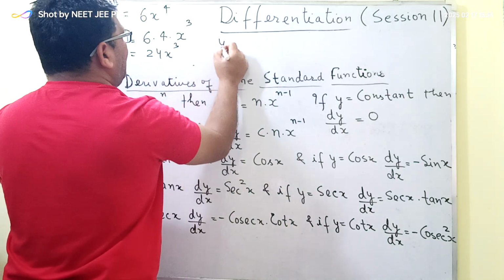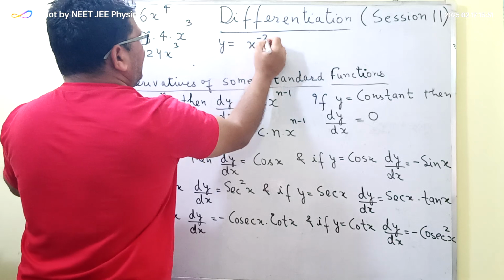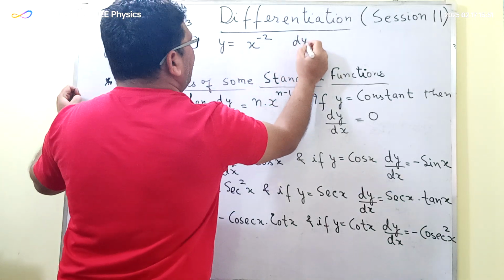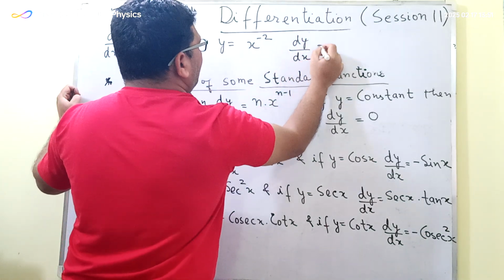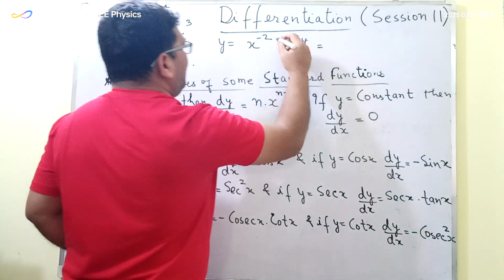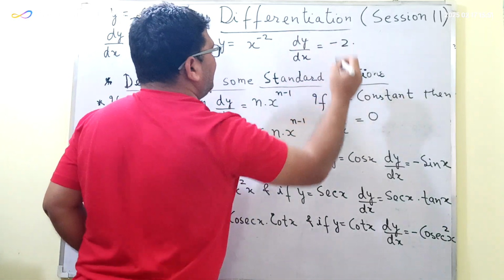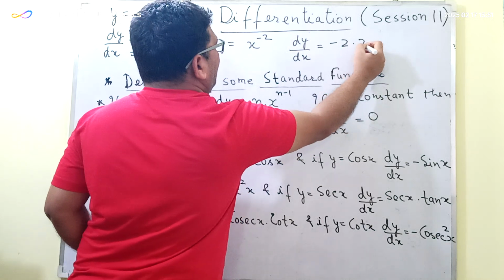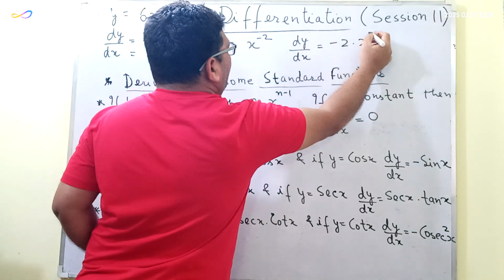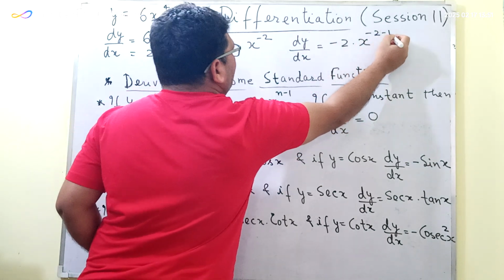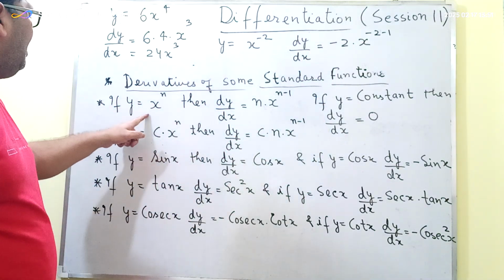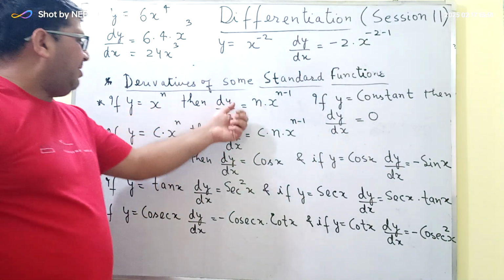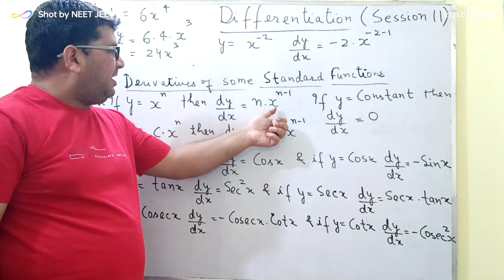अब मान लीजिए y is equal to x to the power minus 2 है, तो हम क्या लिखेंगे इसको? dy by dx will be equal to minus 2 को नीचे लिख लेंगे into x^(n-1). तो minus 2 minus 1. तो here हमने क्या किया? I have used this formula. That is y is equal to x^n, then dy by dx will be equal to n into x^(n-1).